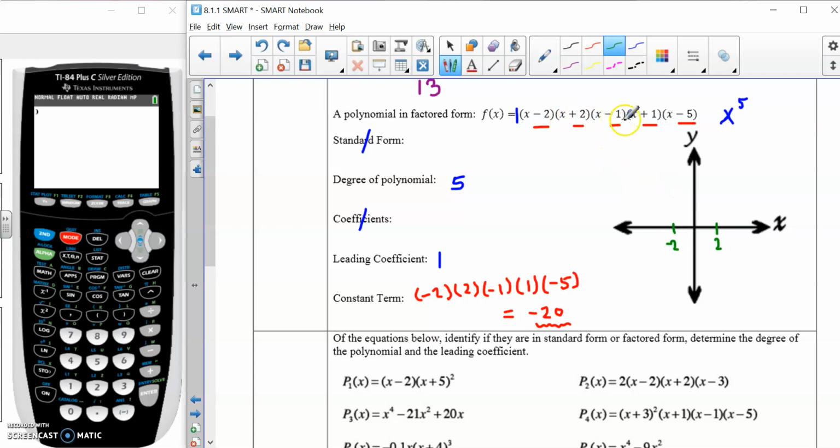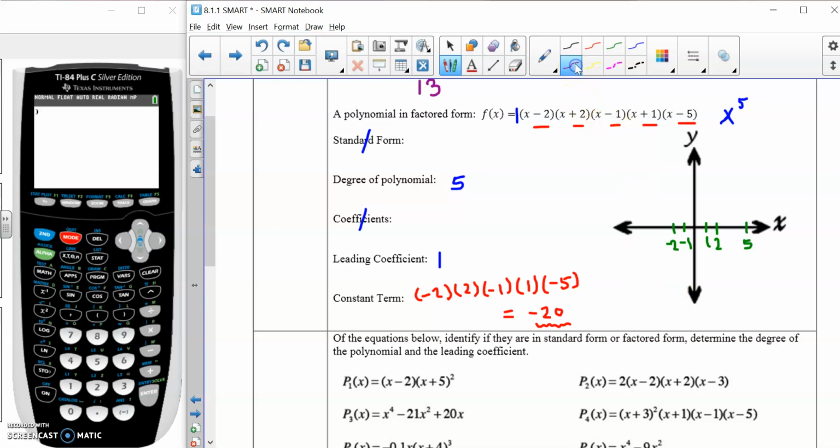Okay, so similarly, x plus 2 is going to tell us we have an x-intercept at negative 2. X minus 1 is going to tell us we have one at positive 1. X plus 1 tells us there's one at negative 1. And then x minus 5 tells us there's one at positive 5.